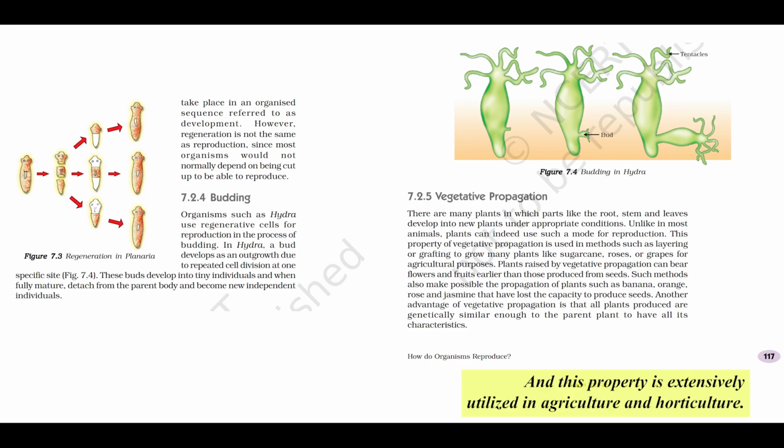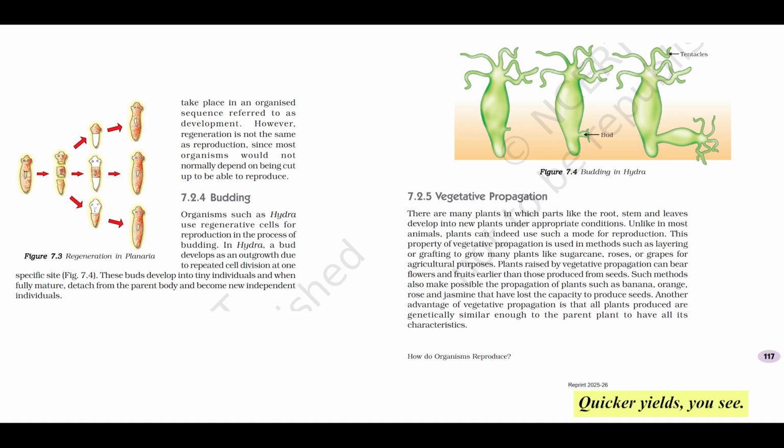Yes, exactly. And this property is extensively utilized in agriculture and horticulture. It's crucial for commercial farming. Methods like layering or grafting are commonly used to grow many economically important plants: sugarcane, roses, grapes, even ornamental plants. There are several key advantages to using vegetative propagation that are important for your exams. Firstly, plants raised this way can bear flowers and fruits much earlier than those produced from seeds.